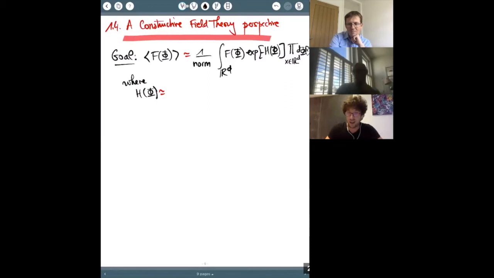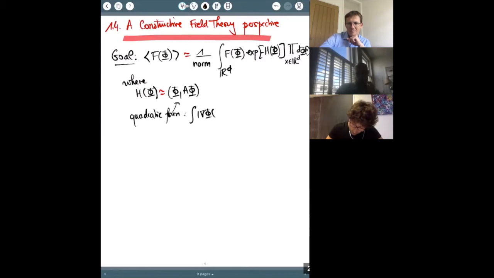So h of phi would be a quadratic form of phi. And don't worry, you can just think of the integral of the Laplacian of phi of x squared dx. Think of that, I'm fine with it. Plus a second part, which is an integral of p of phi of x dx. So h of phi is a physical action.